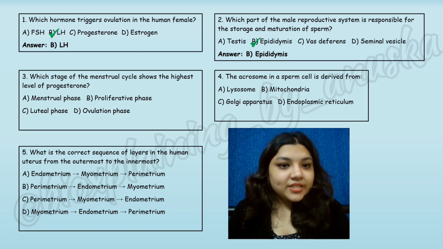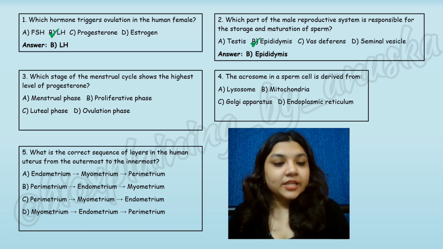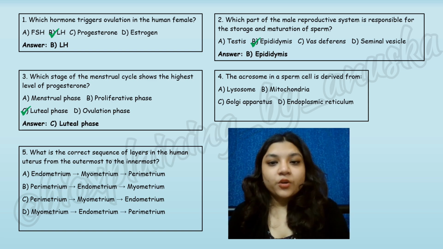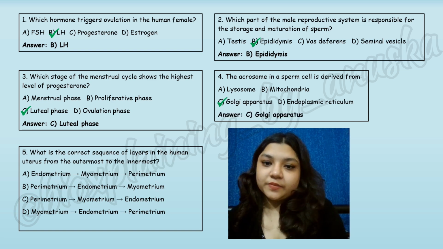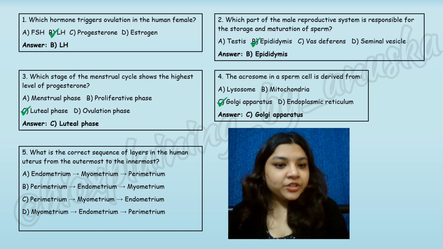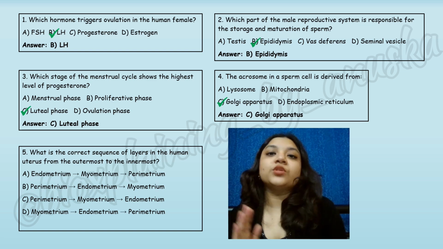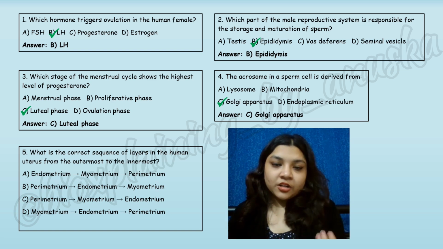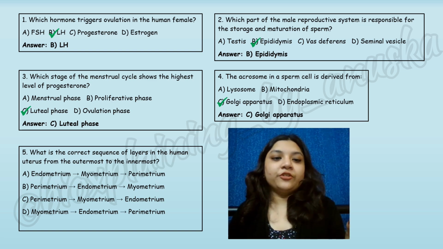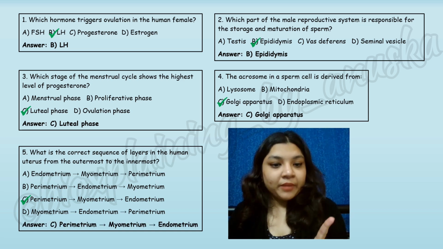Number 3. Which stage of the menstrual cycle shows the highest level of progesterone? The answer in this case is the luteal phase. Question 4. The acrosome in a sperm cell is derived from the Golgi apparatus. Direct questions. Then question 5. What is the correct sequence of layers in the human uterus from the outermost to the innermost? Peri means outer, right? And endo means inner. So perimetrium is the outermost, endometrium is the innermost, right? Accordingly, the correct option is option C. That is perimetrium, then myometrium, then the innermost is the endometrium.